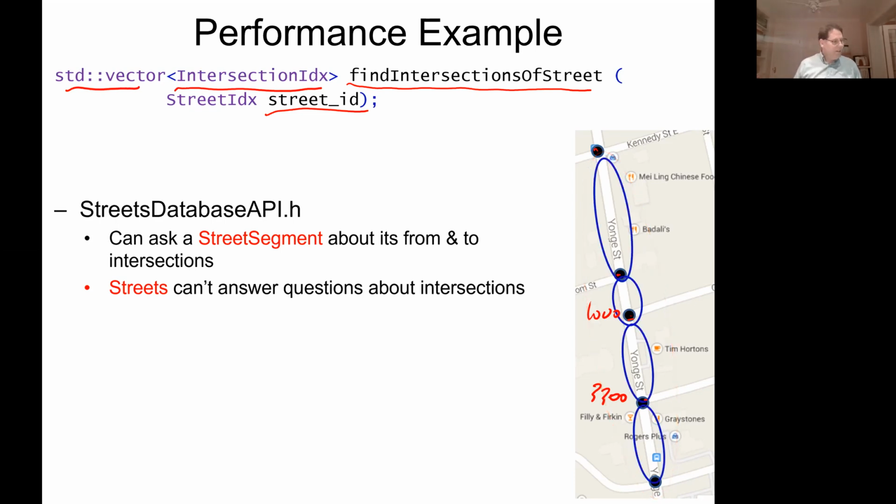So you look, okay, well, what else is in there? Maybe there's something in there that can help me. Well, you can ask about street segments, and you can ask a street segment, what's your from intersection? So one end. What's your to intersection? So the other end. And a street segment also knows what street it is part of. So street segments know a lot. Streets, however, cannot directly answer questions about intersections. So we're going to have to construct this answer by making a bunch of calls to this Streets Database API and gradually building up this answer, this vector.